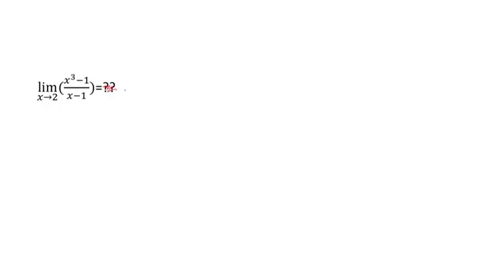So I'm trying to evaluate the limit of x cubed minus 1 divided by x minus 1 as x is approaching 2. So basically I'm just going to write out this equation. Notice here, and I would recommend watching the video on remarkable identities.